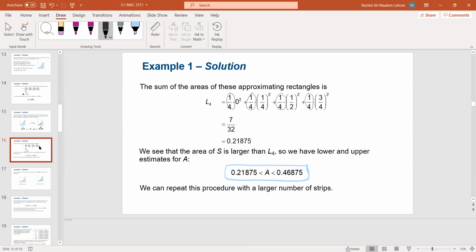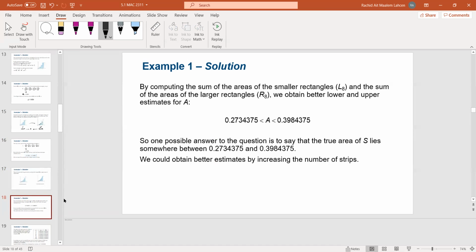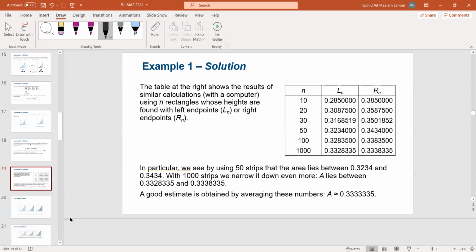So instead of 0.46, 0.21, you see how far apart these two are. Now 0.27, 0.39, the gap starts to improve. So let's say now with n, it gets even bigger. So we say Ln or Rn for the left end or the right end, and how many strips we're using for this calculation. So the more we have, the better estimation we have.